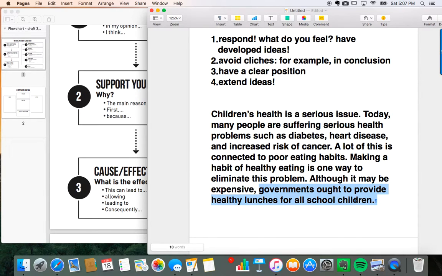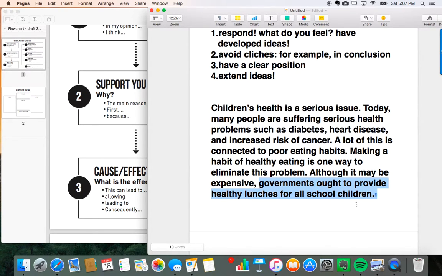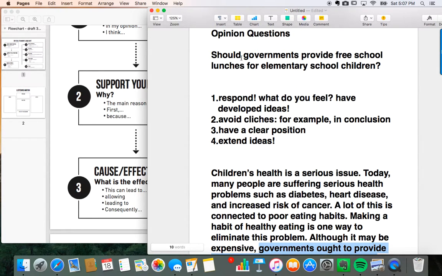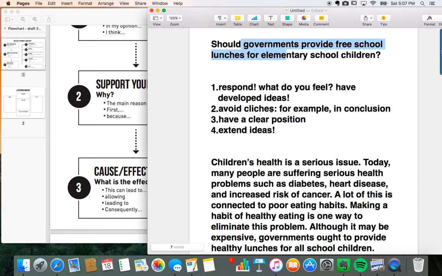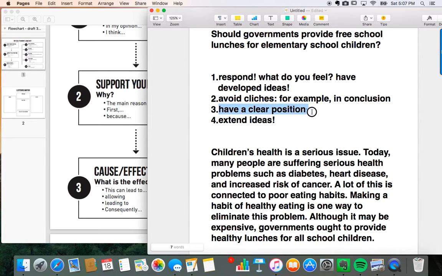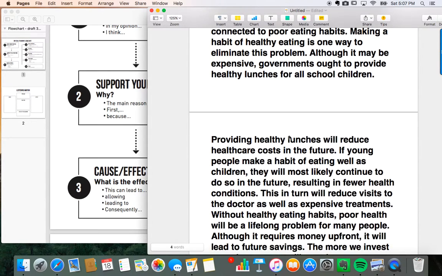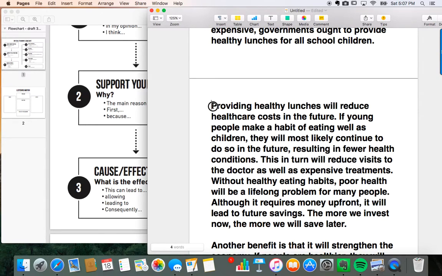You need this as much as the person reading. And please try to avoid, "this essay will talk about whether or not school." Just say your position. Have a clear position. You need that for a 7 and higher. Then, first sentence, topic sentence of your body paragraph. Providing healthy lunches will reduce healthcare costs in the future. Finished. Clear idea. Then explain why.